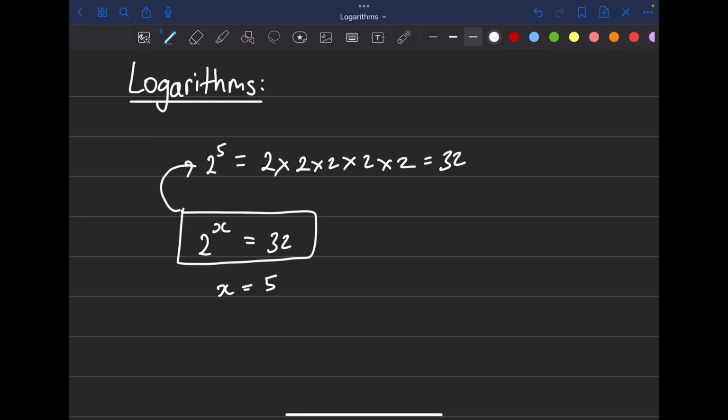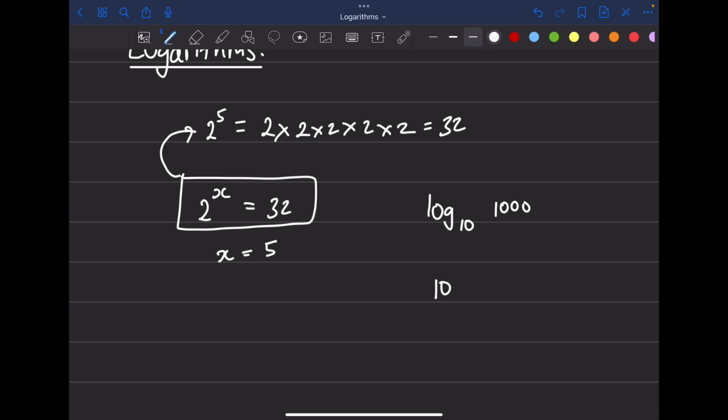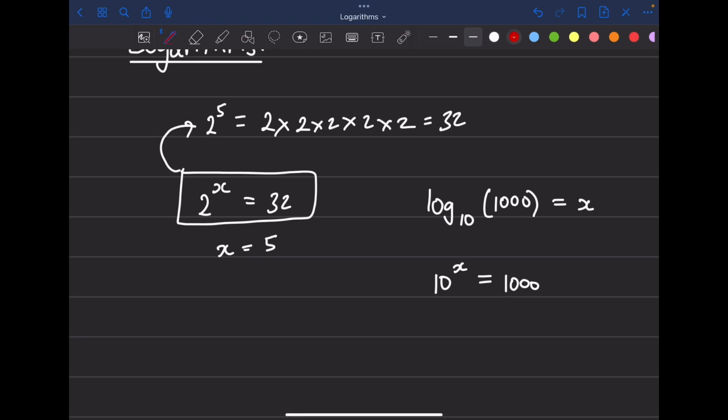If I gave you a brand new question, logarithm of, let's say, base 10 of 1000, what this is going to be is you're going to have to find out 10 to the power of what equals 1000. So what the logarithm does is it gives us the value of x. So you can think of it as a loop. So log of base 10, so 10 to the power of x gives you 1000. Kind of think of it as a loop because that's how a logarithm works.